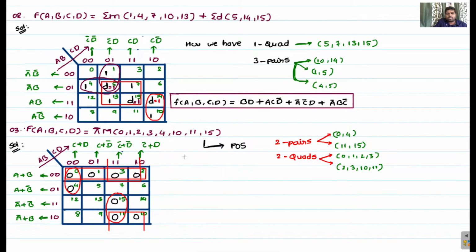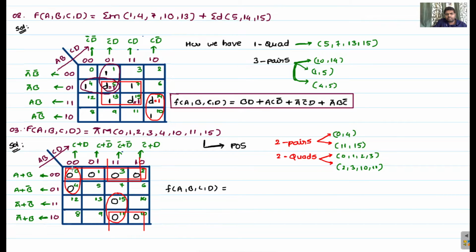Now here I will write the equation f of a comma b comma c comma d equals, first quad I will take 0 1 3 2. So here the common element is what? A plus b only. If you take the columns, c plus d, c plus d bar, c bar plus d bar and c bar plus d, if you multiply all these sum terms you will get 0.